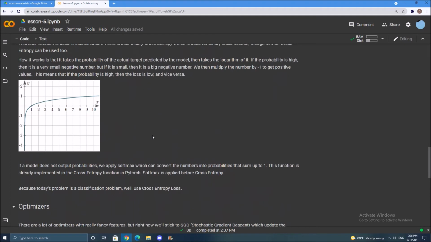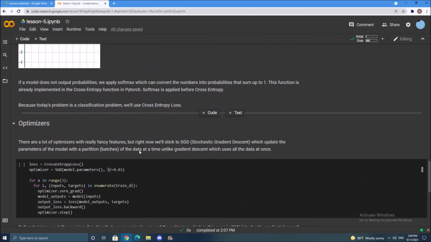And usually models in Pytorch don't output probabilities, so we use the softmax function, which converts these numbers into probabilities.